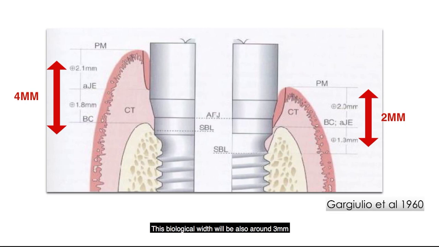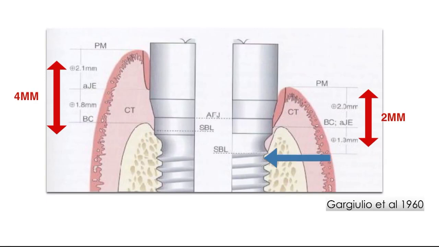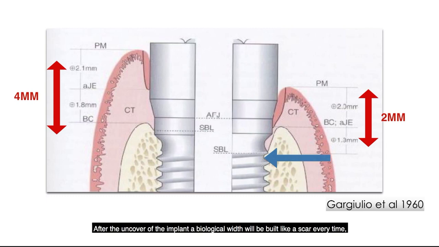This biological width will also be around 3 millimeters, and everything will stay stable, because the height of the gingiva is 4. Now, on the right side, you can see a 2 millimeter tissue height. After the uncovery of the implant, a biological width will be built like a scar every time. And this biological width will be 3 millimeters, based on the 3 histological parts which we know.